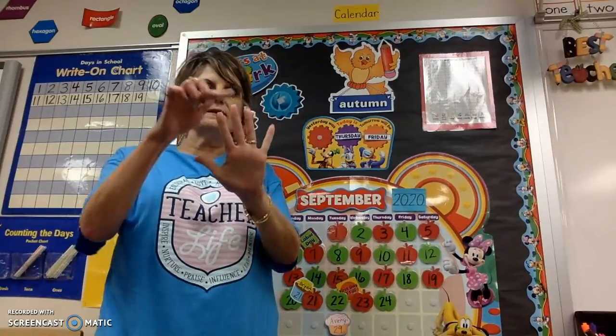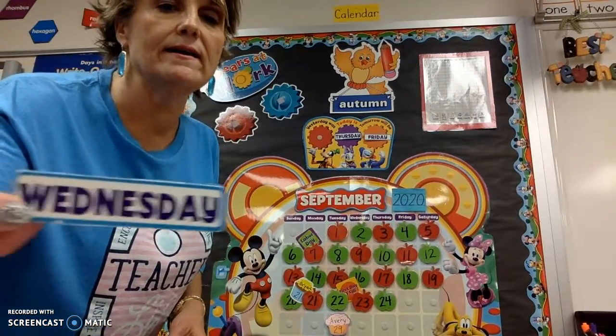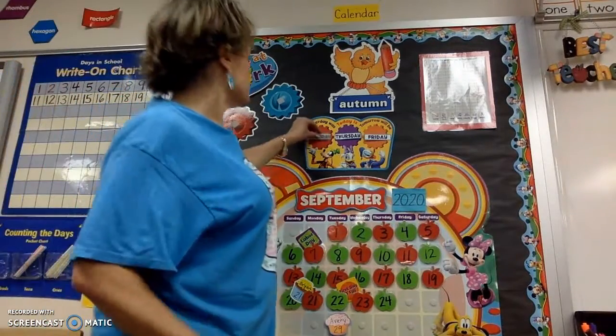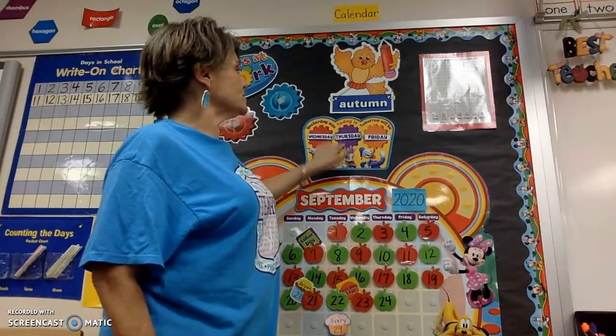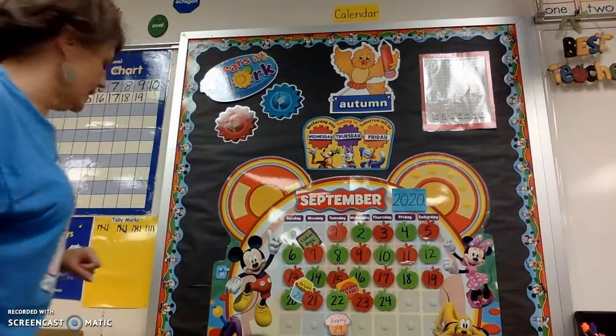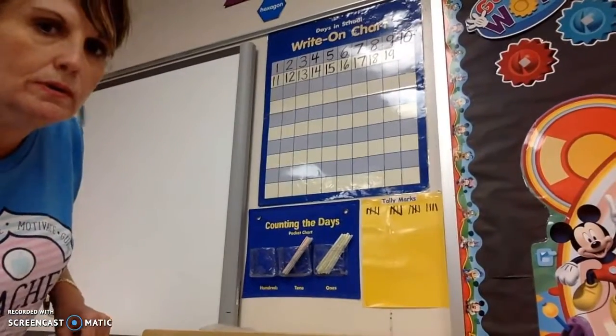Yesterday, what comes before Thursday? Sunday, Monday, Tuesday, Wednesday. Wednesday starts with a W. So yesterday was Wednesday. Today is Thursday. Tomorrow will be Friday. Okay, let's see how many days we've been in school.